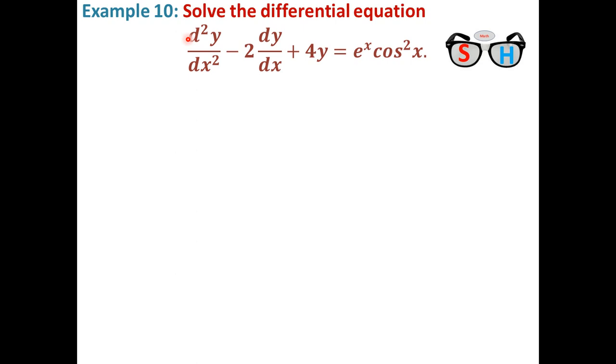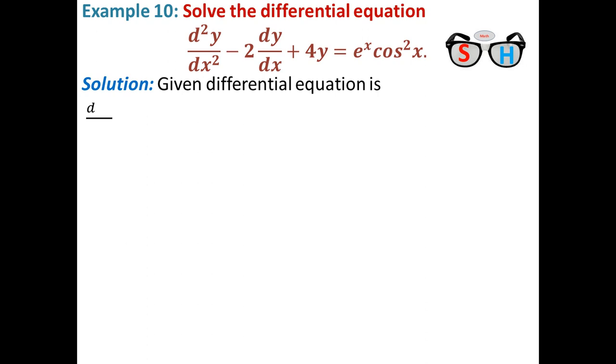such as the method of undetermined coefficients or the method of variation of parameters to find the particular integral, but the complementary function remains unchanged for every method. However, I solved it by the method of D operator. This was the given differential equation: d2y/dx2 minus 2 dy/dx plus 4y equals e to the power x into cos square x.